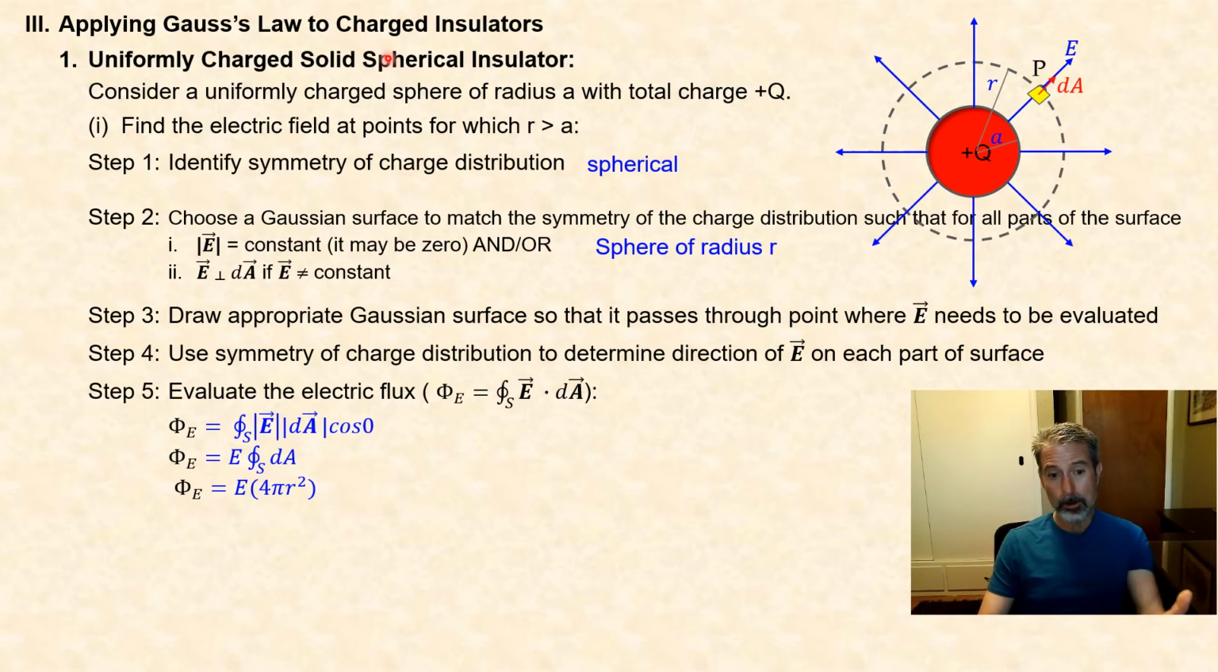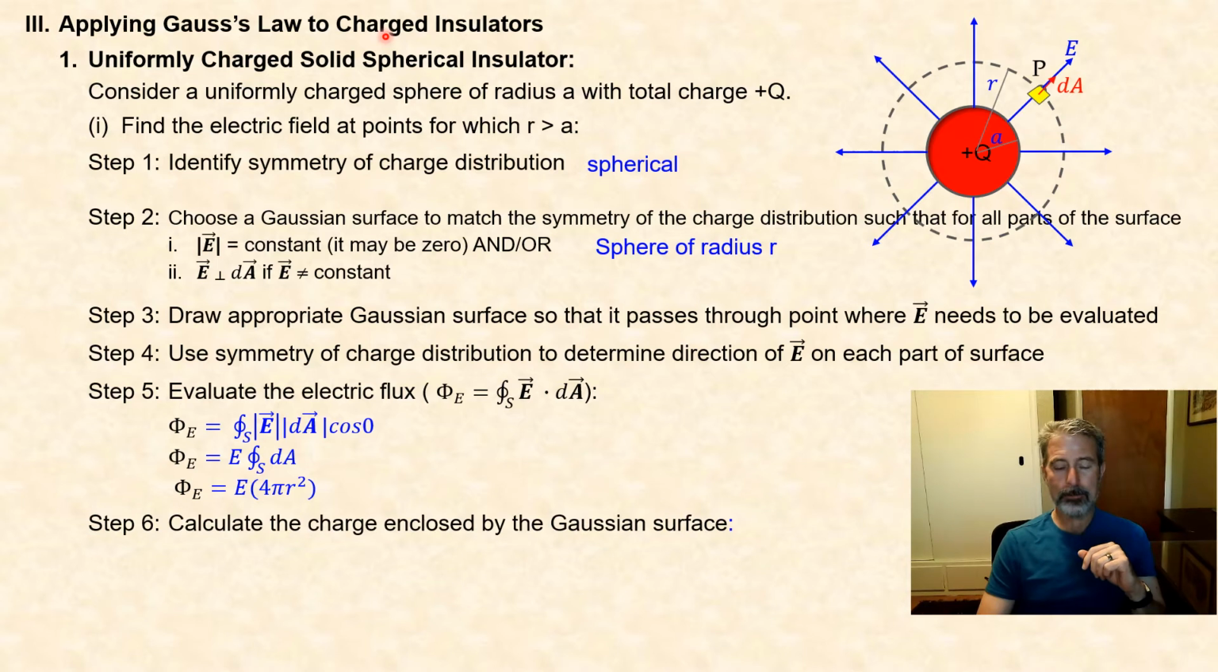So you see that evaluating the flux is really not hard. If it's not 0, then the electric field will be constant, can be taken outside of the integral, and your integral is simply going to be the area of that Gaussian surface. So we're done with step 5. Step 6, calculate the charge enclosed by the Gaussian surface. Well, in this case, the surface encloses the entire charge distribution, which has a total charge plus Q. It's obvious, so this is easy.